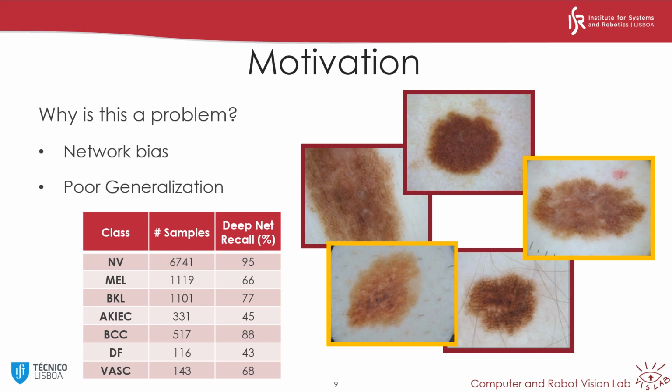So the first thing that happens is that if a neural network is trained with a very imbalanced dataset, it will probably learn a bias towards the most prevalent class, as shown here on this table, where, as you can see, the nevi class is the most predominant on the training set, and then when the network tries to generalize to a new dataset, the best performance is for the nevi class. And this poor generalization is something that happens especially for the less preponderant classes like actinic or dermatofibroma.